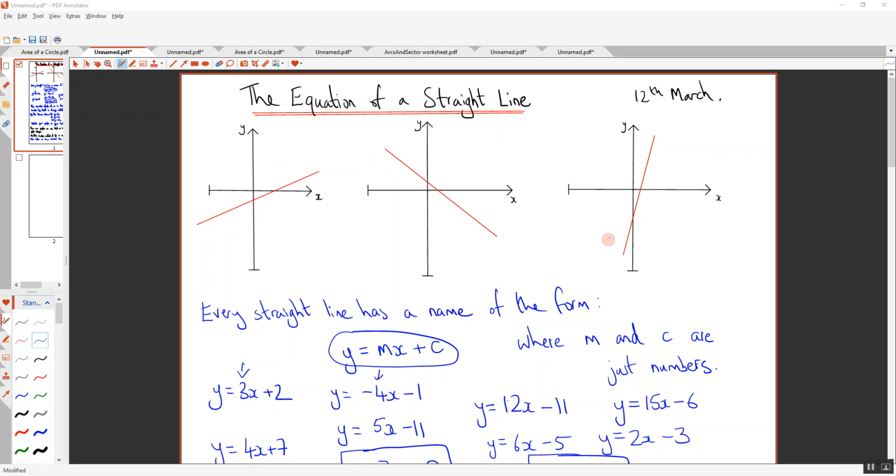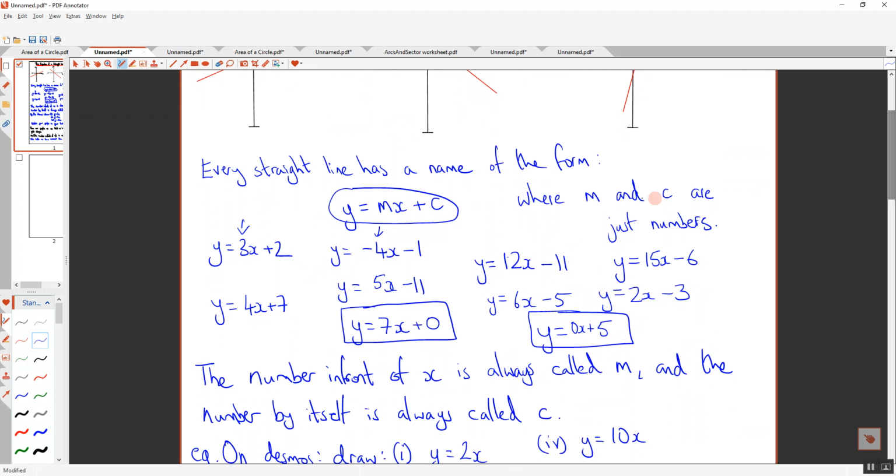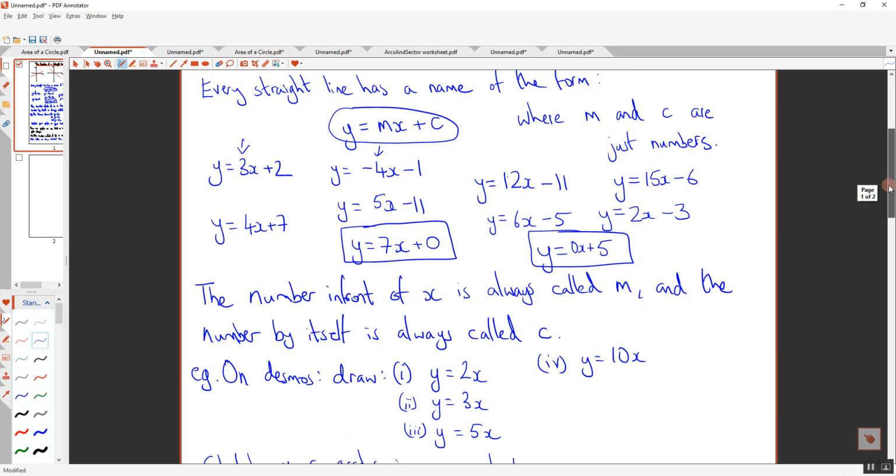Here in red we've got three different equations of straight lines, and we said that every straight line has a name, which we say is of the form y equals mx plus c. And m is just a number and c is just a number. So we wrote down lots of different examples of equations of straight lines. All of these examples here are straight lines, if we were to draw them.